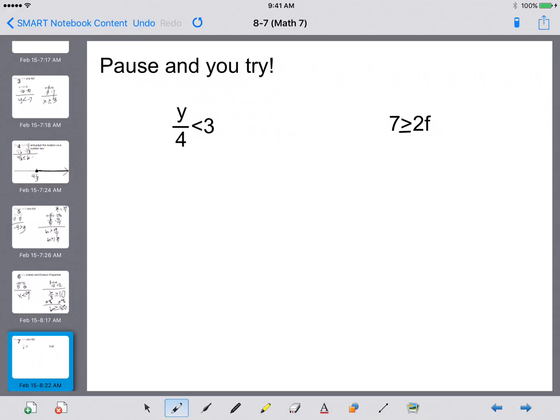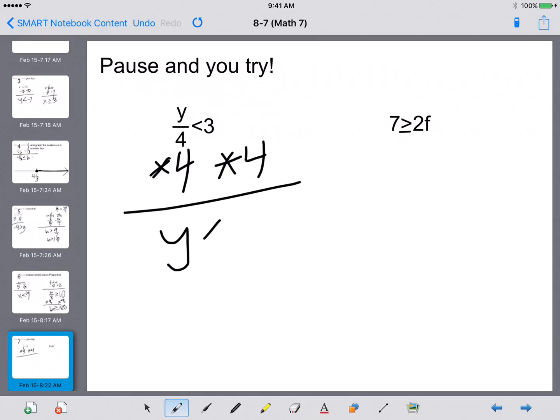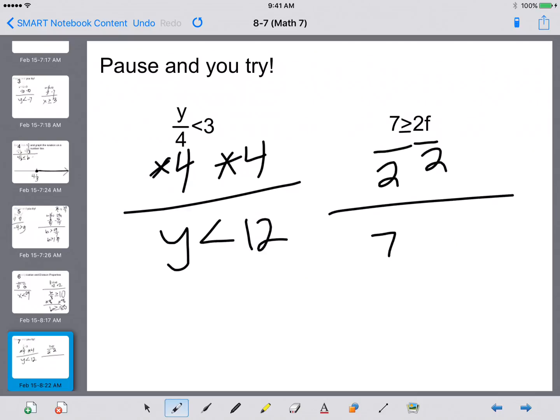Pause these ones and try them on your own. And y divided by 4 is less than or equal to 3, so you're going to times 4. What you do to one side, you do to the other, and you get y is less than or equal to 12. In this one, you divide by the coefficient, so we're dividing by 2. I'm just going to keep this as 7 over 2 is greater than or equal to f.